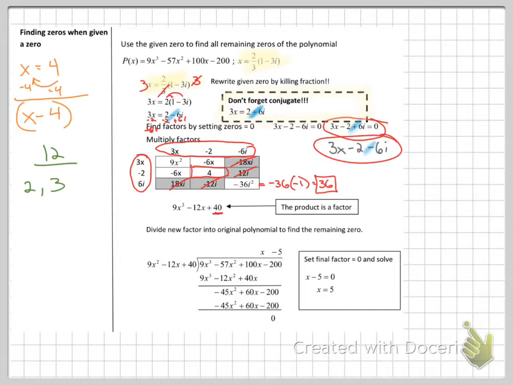It divides evenly into 12. Then I know 2 times 3, 6, is a factor of 12. I can divide 12 by 2. That works. I can divide 12 by 3. That works. And I can divide 12 by 6. Each of those works on their own.